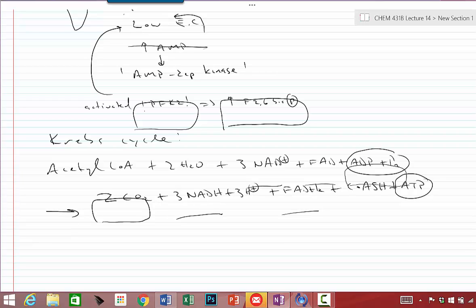Does anyone remember what the name of that phosphorylation is called? Substrate something. Not substrate level. Yes, I'm sorry. Substrate level phosphorylation. You're exactly right. I just didn't complete the words. Sorry about that. Substrate level phosphorylation. So we do have, at one point in the Krebs cycle, substrate level phosphorylation.